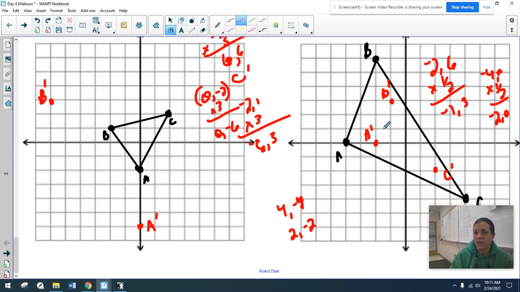Okay, so that's all you have to do. Again, you don't have to draw them. You can just do the dots for me. That's fine. Or label the coordinates. Just depends on what the directions are.